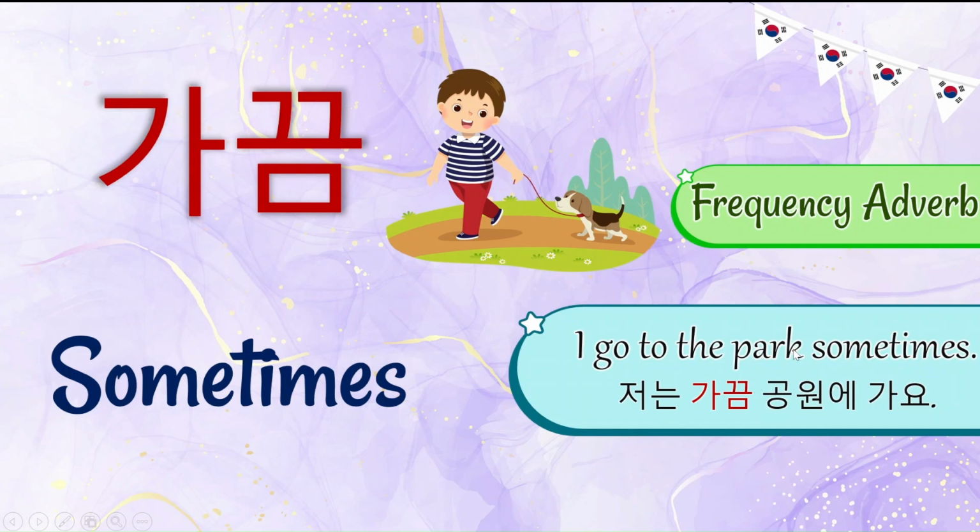Now you have to say, I go to the park sometimes. So here, for sometimes, you are going to use the adverb 가끔. It becomes very easy. Just know the adverb that is required and frame the sentence using the remaining grammatical concepts. All right? Now let's see another adverb.